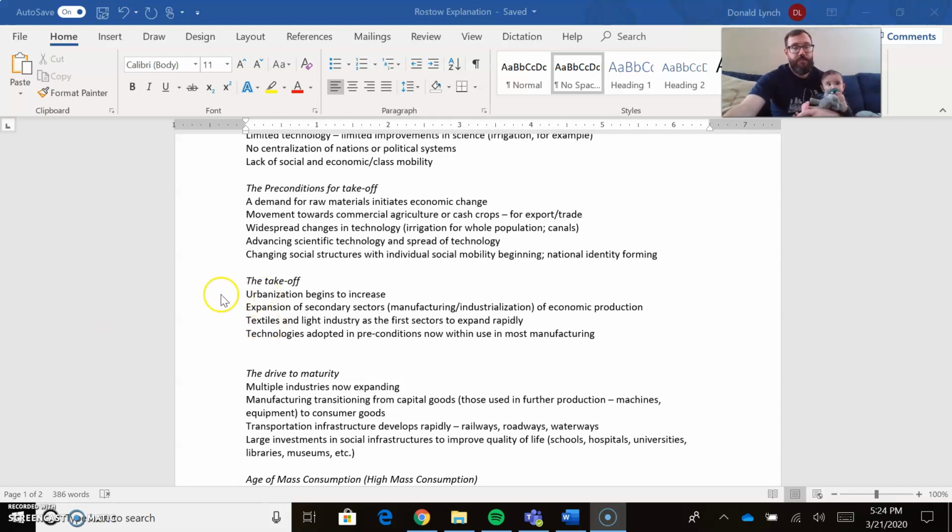The next stage after this initial level of development has occurred and this initial level of investment is the drive to maturity, where now any sort of technologies that existed in the minimal industries that existed in the takeoff stage are now going to expand, and we're going to expand to new types of industries. So we're going to move away from capital goods, those types of products that are used in further production, so machines and equipment, and now our industries are going to move towards consumer goods, those things that people can purchase to improve their daily lives and make their lives easier.